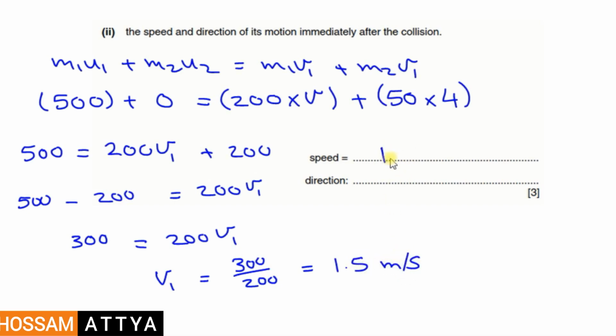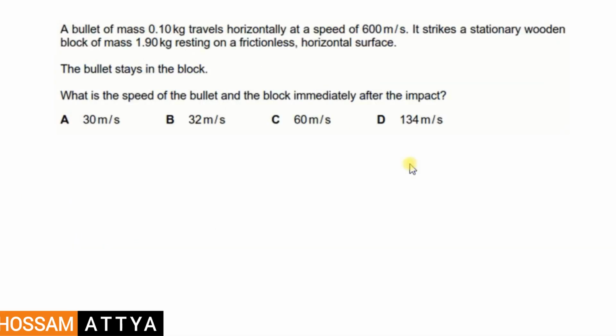so the speed is 1.5 meters per second, and the direction is to the left since it has the same sign that we considered from the beginning to be positive, which is to the left.